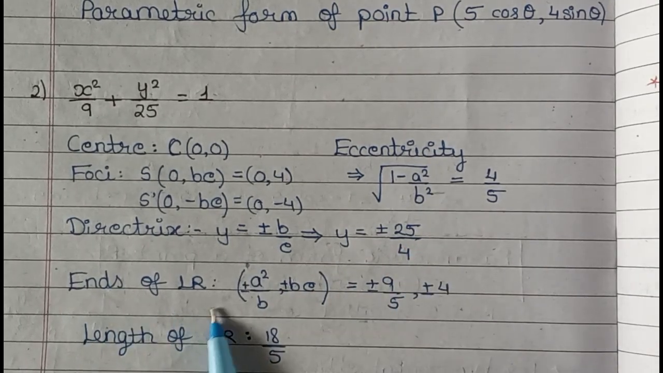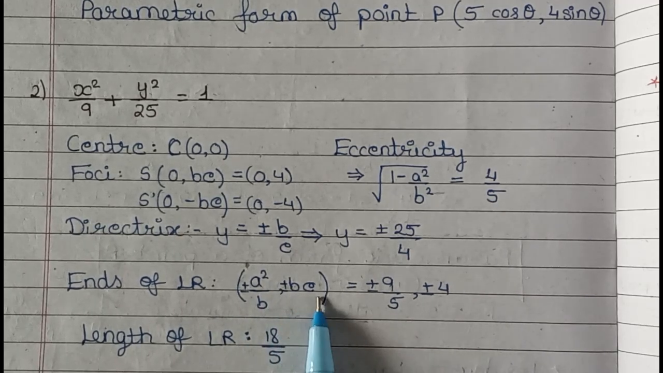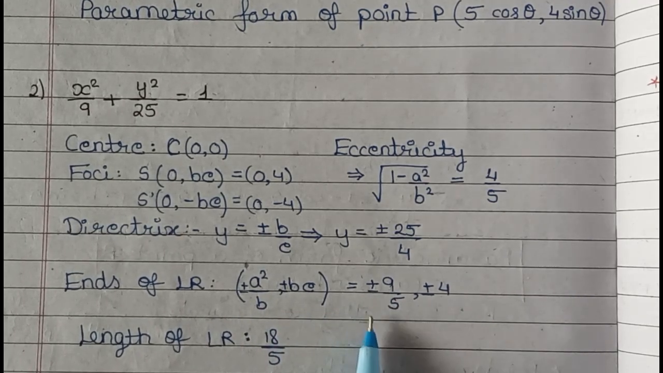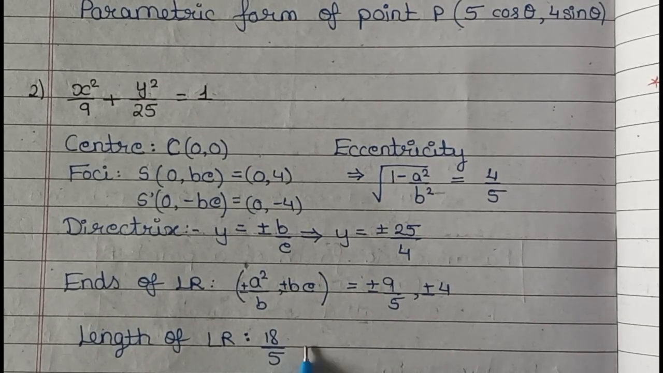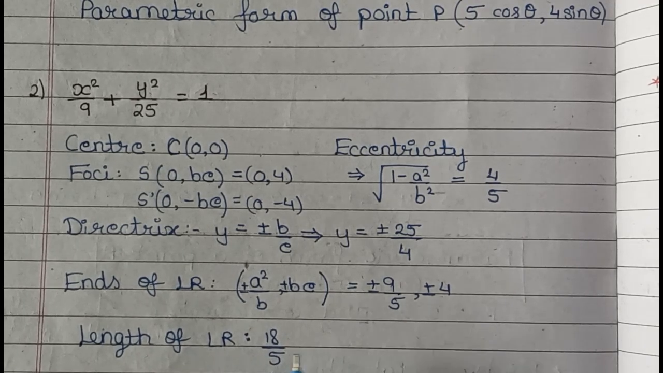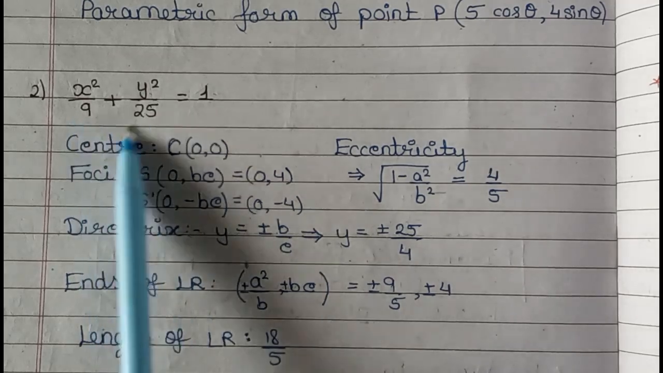The ends of latus rectum are plus minus a square by b comma plus minus be. So they will be plus minus 9 by 5 and plus minus 4. The length of latus rectum will be 18 by 5. It is 2b square by a, but here using 2a square by b. By using this formula, we can get 18 by 5. Your homework for today's session is to find the parametric form of point P of this ellipse.